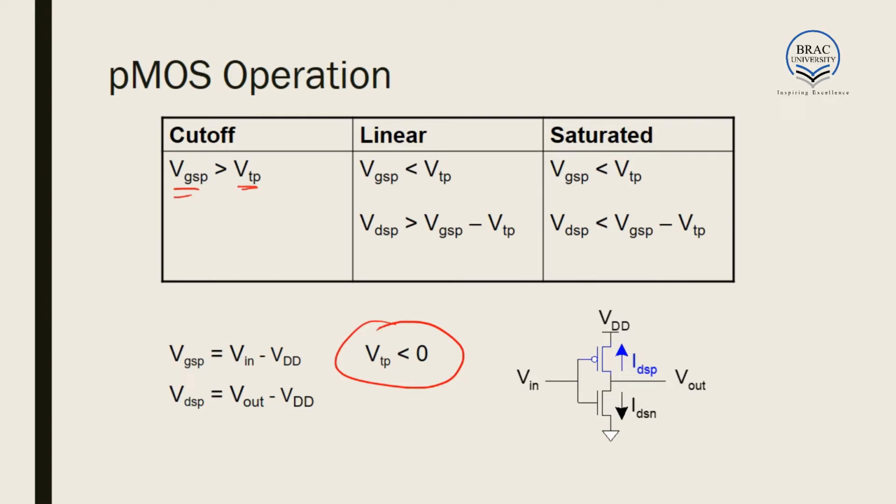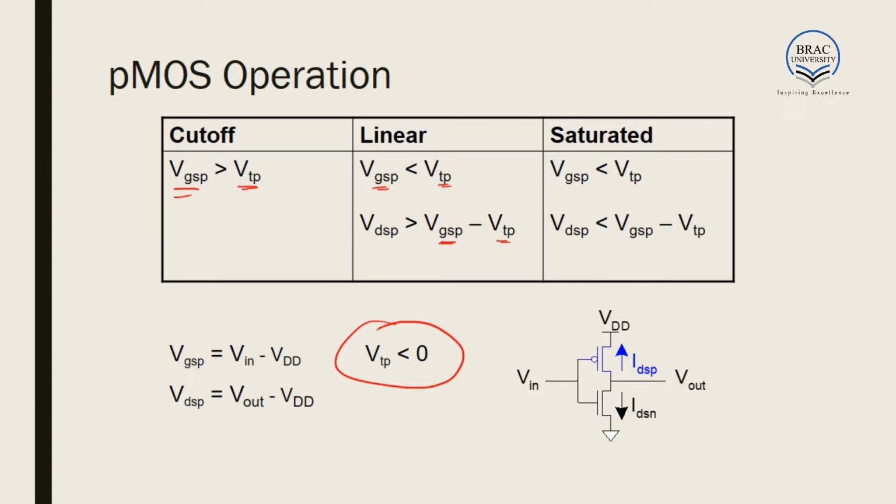Again, gate to source voltage, this is for cutoff region. For linear region, gate to source voltage has to be lower than threshold voltage, and the drain to source voltage has to be greater than VGSP minus VTP. We can see the conditions are exactly opposite as in case of NMOS.